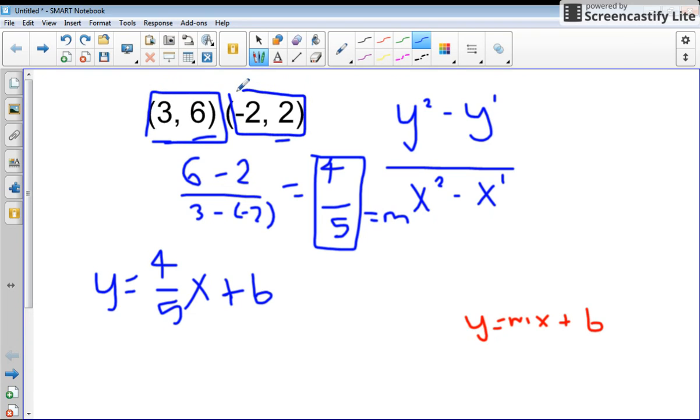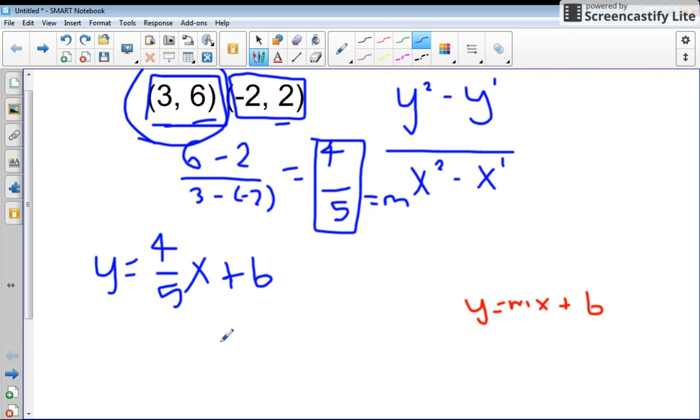Now, you can only plug in one number for x at a time, so let's just use whatever looks easier. I'm going to use this one right here. I'm going to use the 3, 6. Now, 3 is my x. 6 is my y. I'm going to go ahead and plug those in.